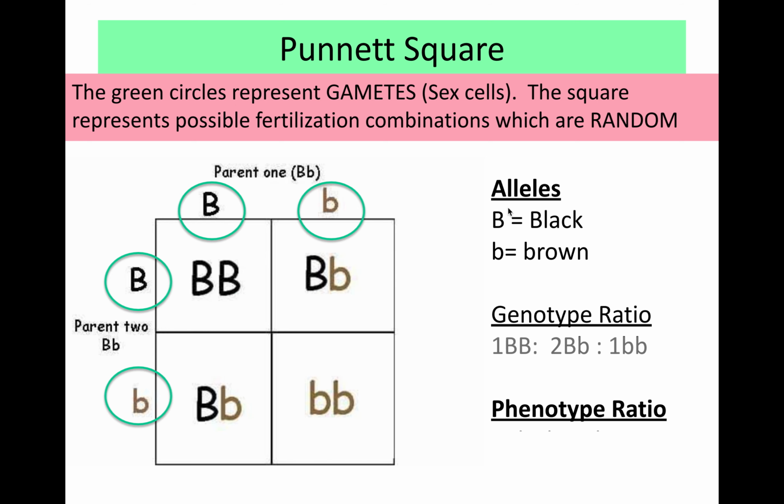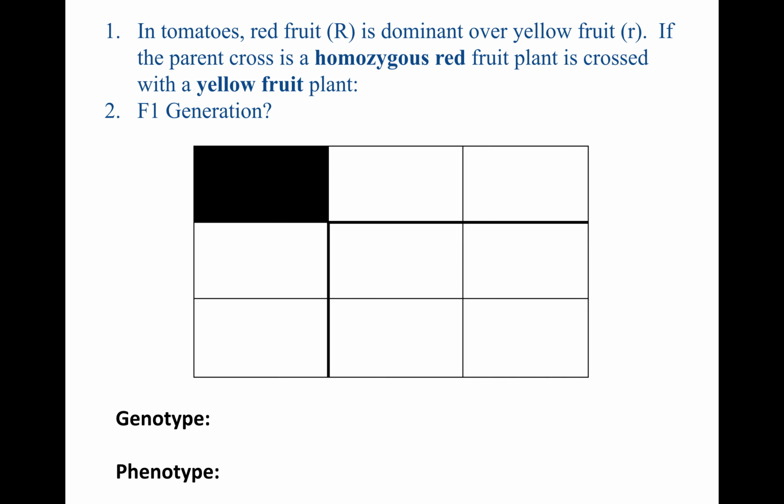Okay, we're just filling this in, right? So this is the Punnett square that's going to appear on your homework so that you can easily type the answers in. So we're going to practice this. So in tomatoes, there's a red fruit. R is dominant. So we know that capital R, red, is dominant and yellow is recessive. So the parent cross is homozygous red. So one of the parents is homozygous red.